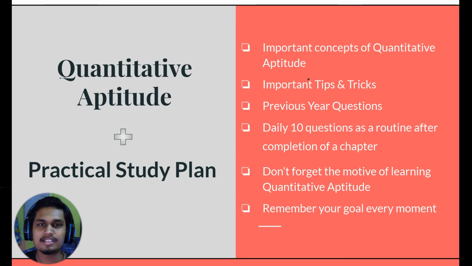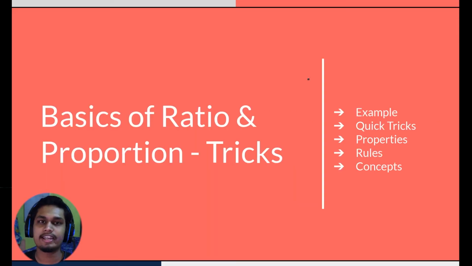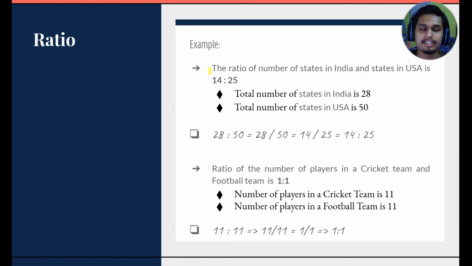So without wasting any further time, we'll start the lesson with the motivation of learning quantitative aptitude, and keeping in mind this is not just a subject, this is a life approach. In this video we will see the examples, the quick tricks and properties, rules and concepts of ratio and proportion. Let's begin with the example of ratio and proportion using some practical situations. So let's see example number 1.